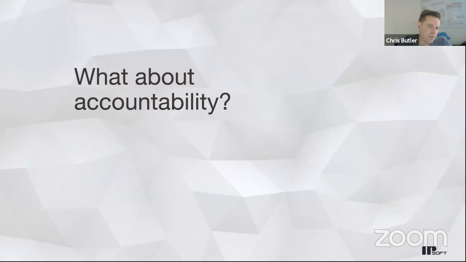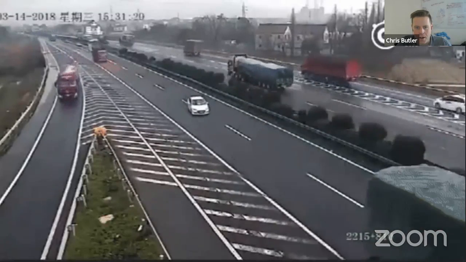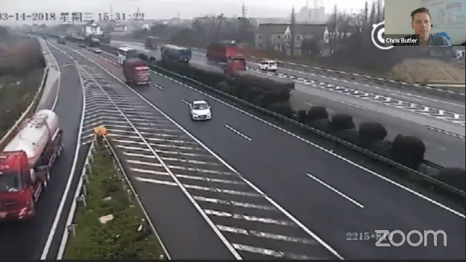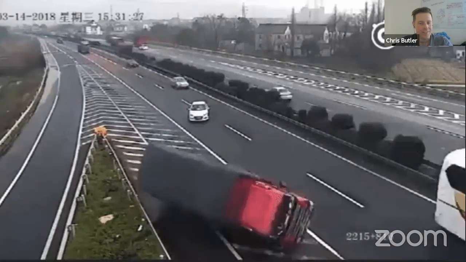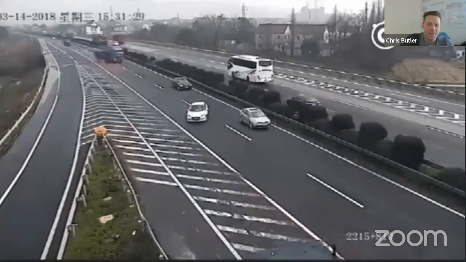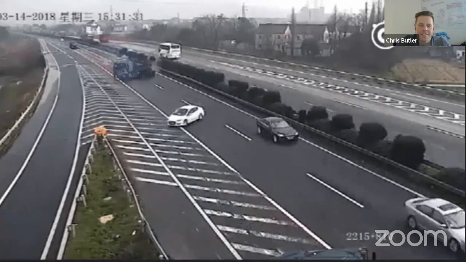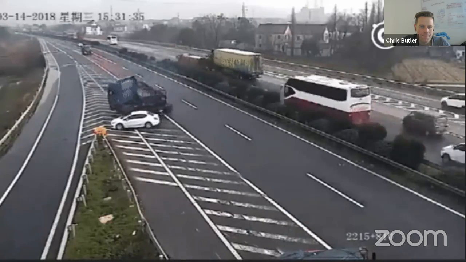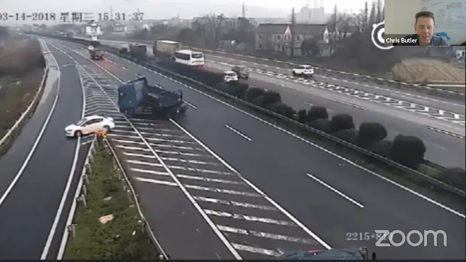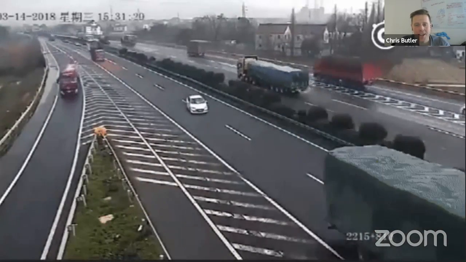And the next thing is accountability, right? So I think this is a great video of, let's say this was an autonomous vehicle, and it was trying to make this exit. So you can see that that truck didn't hit it yet. It's still trying to make that exit. And this other truck is slamming on its brakes. All right, thankfully that car made the exit, right? And it didn't get into an accident.